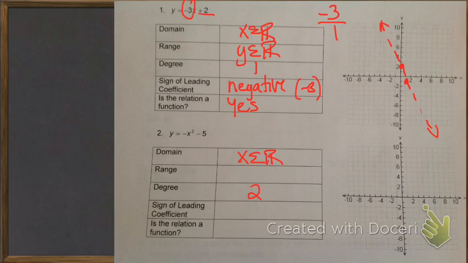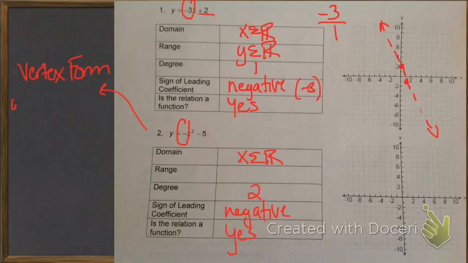Sign of the leading coefficient. There's your leading coefficient. It's also negative. Is this a function? Yes. Parabolas are always functions. So how do we graph this? Well, this quadratic is actually stated in vertex form. And if we remember that from last year, this equation should look familiar.